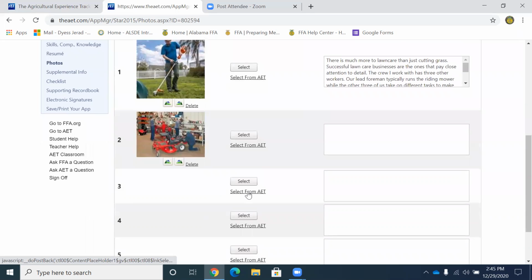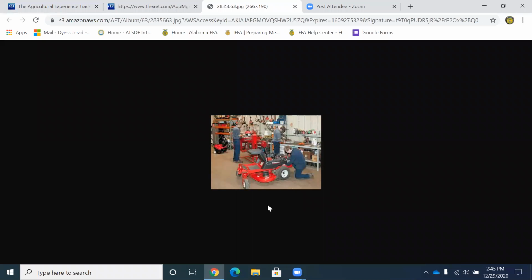Let's talk about some of the things that might be wrong with some of these pictures. The second picture down there is a pretty good picture. It shows he's working. The shop's clean. He's got everything. It looks like everything's going pretty good. That would be a pretty good picture.